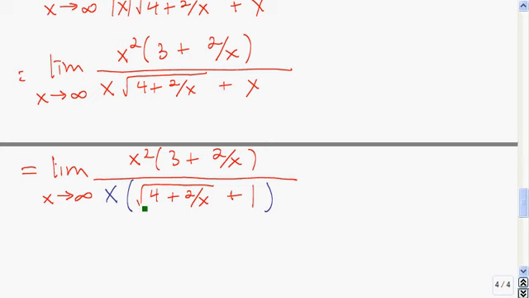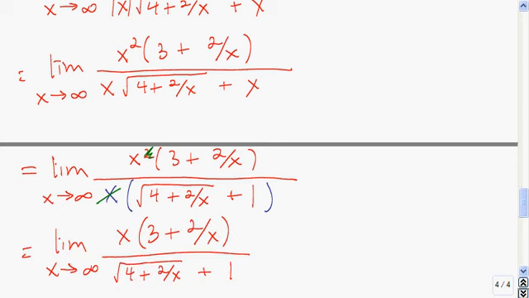So I have square root of 4 plus 2 over x plus 1 inside the parentheses, and now I can take this x here and cancel it with one of those x's. So I'm left with x times 3 plus 2 over x in the numerator, and this term here in the denominator. Now I'm ready to tackle the individual pieces of the limit. As x goes to infinity, this 2 over x goes towards 0. This 2 over x goes towards 0 as well.